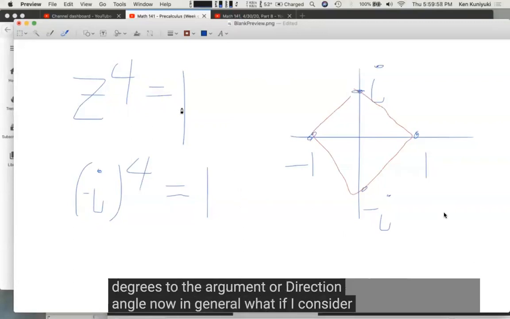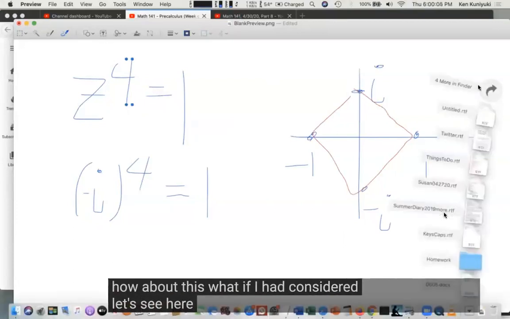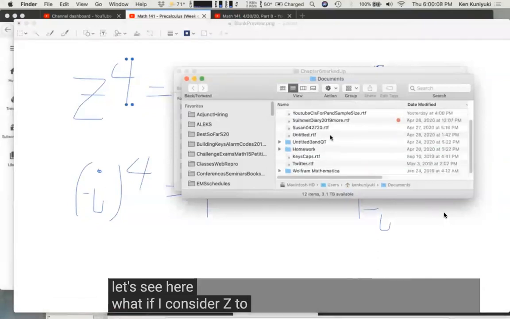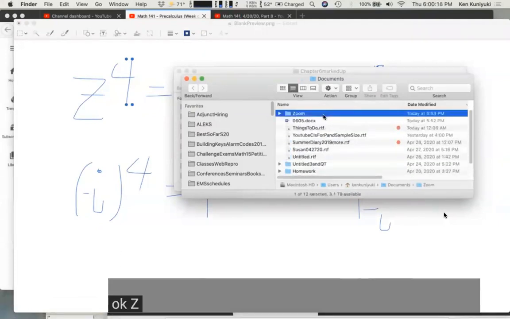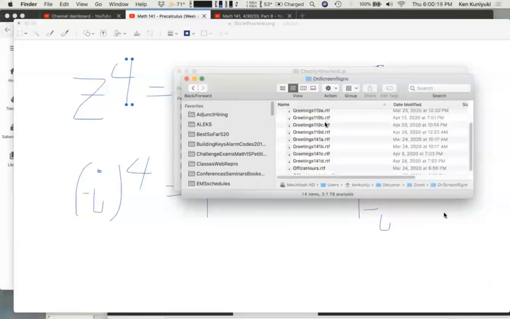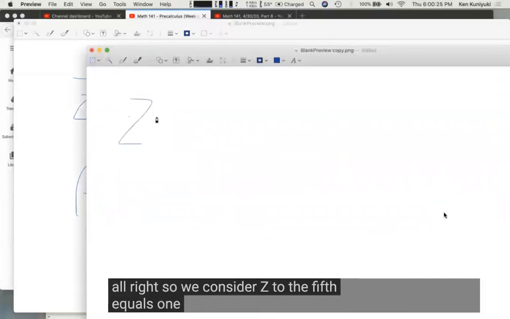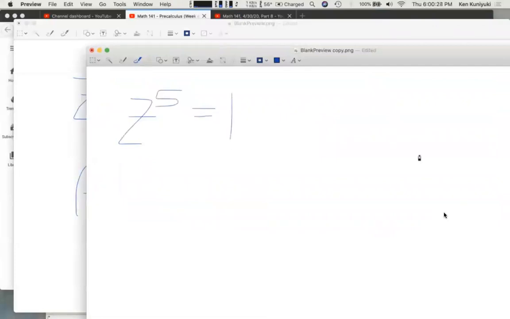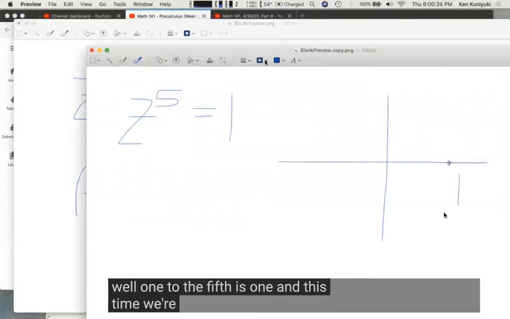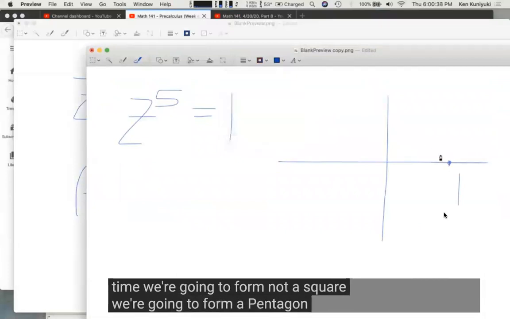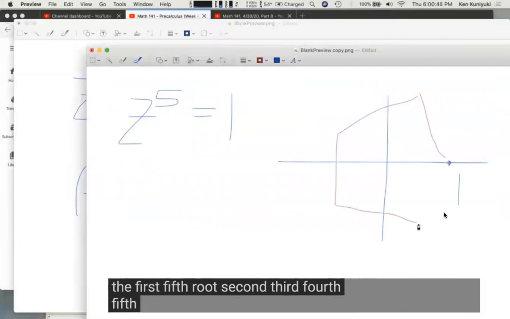Now, in general, what if I consider z to the fifth equals 1? What are the fifth roots going to look like? Well, 1 to the fifth is 1. And this time, we're going to form not a square, we're going to form a pentagon. So here's the first fifth root, second, third, fourth, fifth.